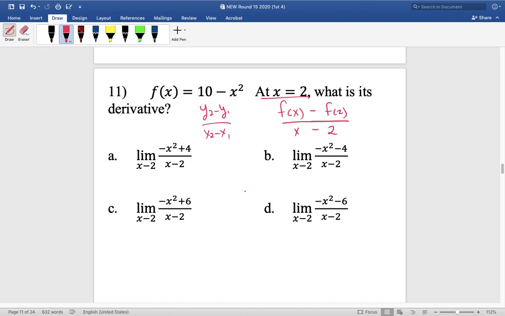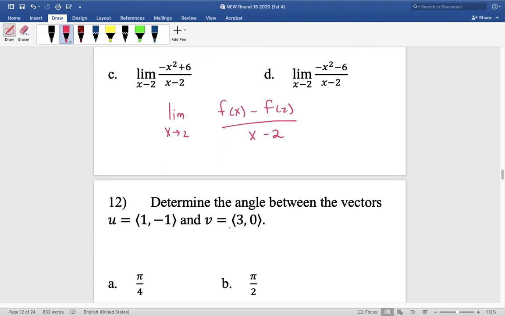So what we have to do is simply find the limit as x goes to 2. So if you can run it through these and simplify the top, you should get the right answer. For the f of 2, you can plug it in and get that value. For the f of x, use the function.